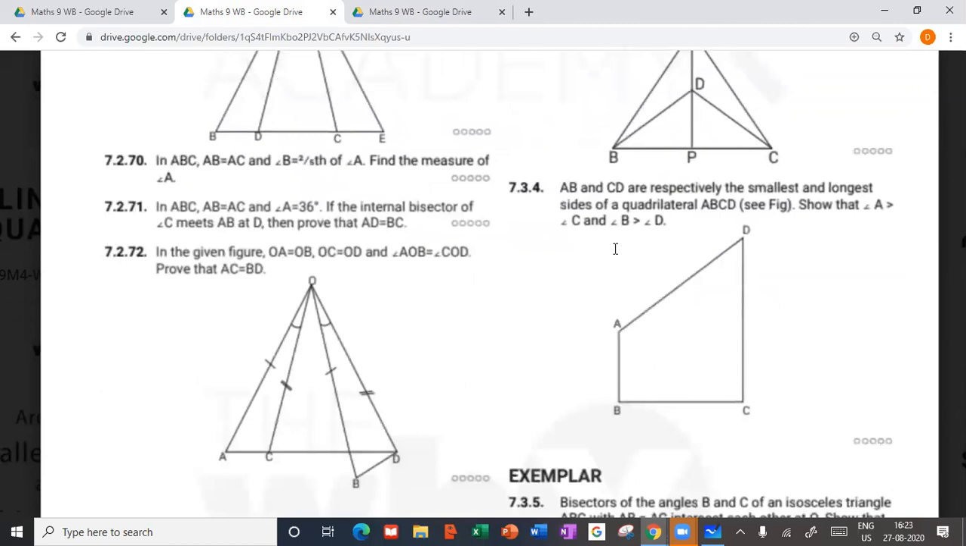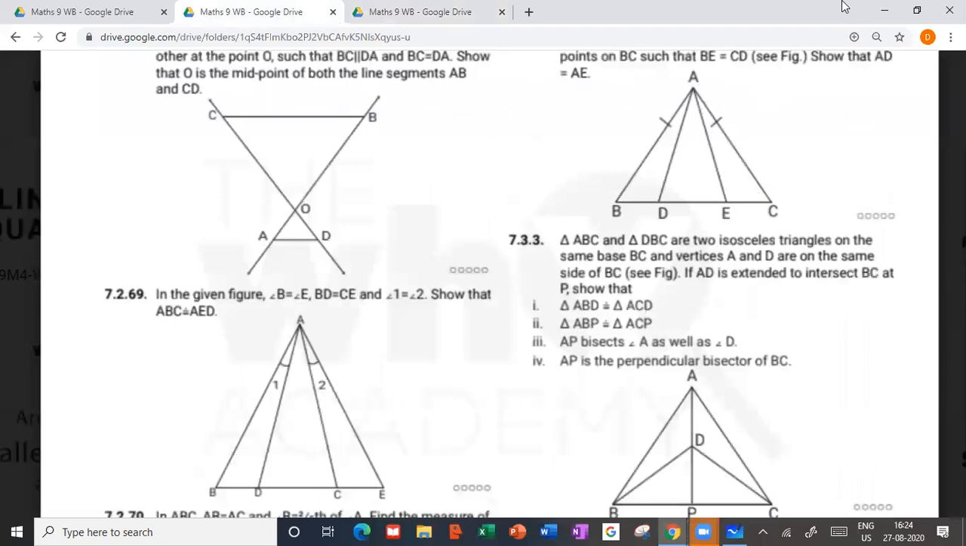AB and CD are respectively the smallest and longest sides of a quadrilateral. Show that angle A is greater than angle C and angle B is greater than angle D. Okay, let's do this question.